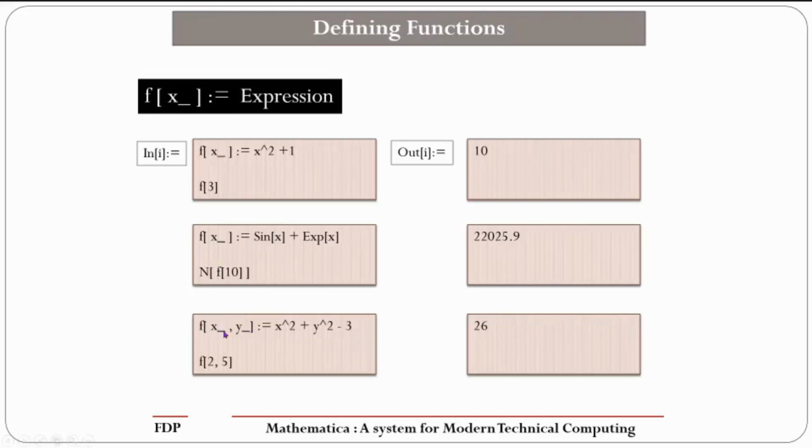Another thing is that here we have defined our function with one variable. You can also define it with two variables, that is x square plus y square minus 3, and you can put your values here, input 2 and 5, and you will get your answer. Basically you can add as many variables as you want, and the rule is the same. That means you have to separate them by commas: x underscore, y underscore, z underscore, t underscore, like this. Whatever number of variables you have, you can define your own functions, and you can put input for the function you have defined already, and you will get your output.